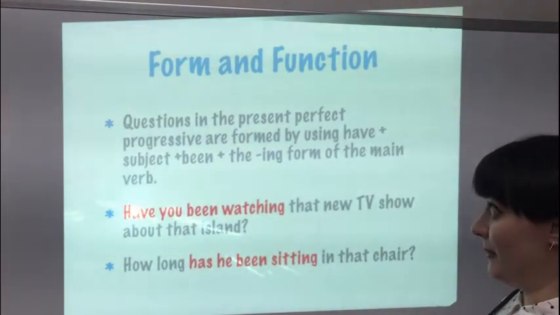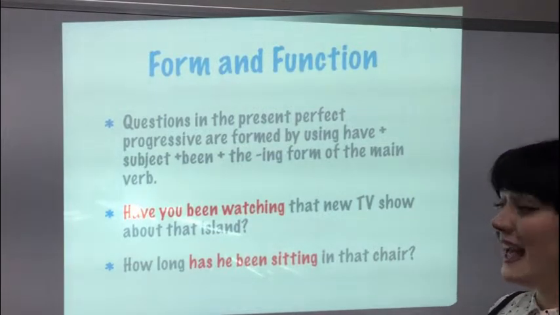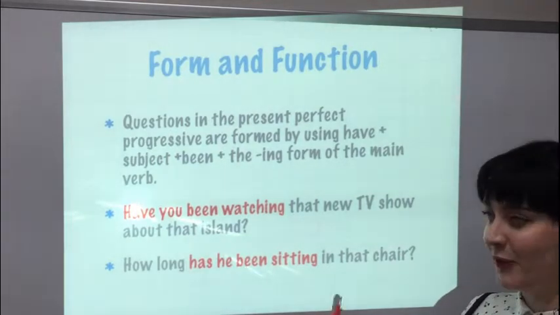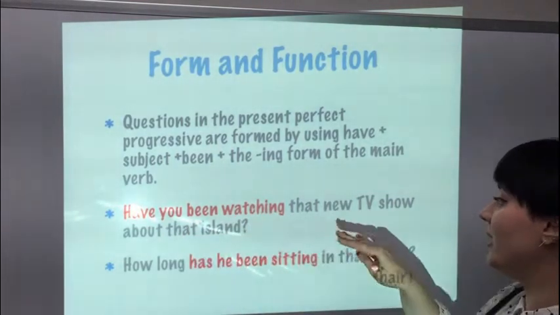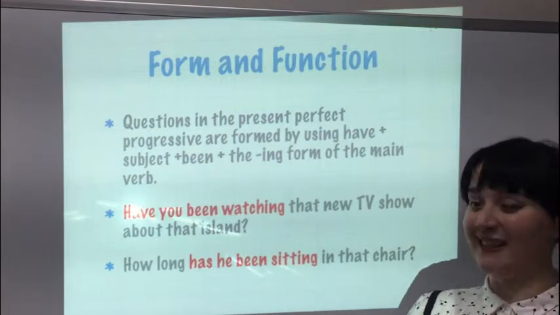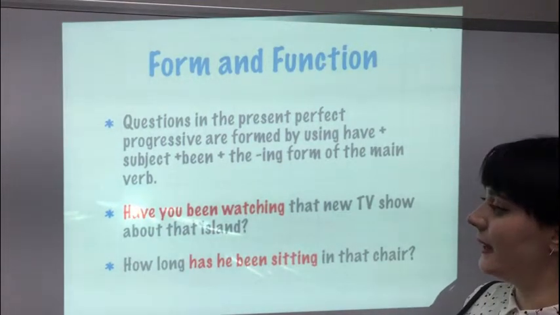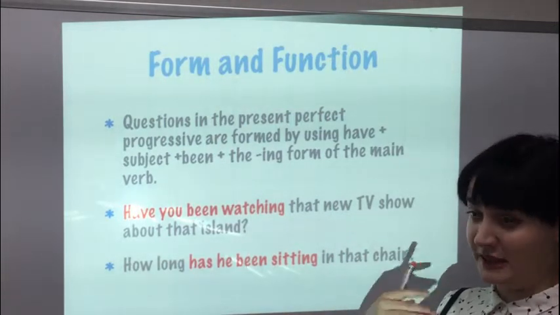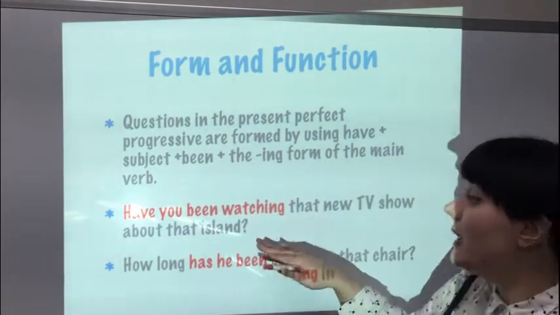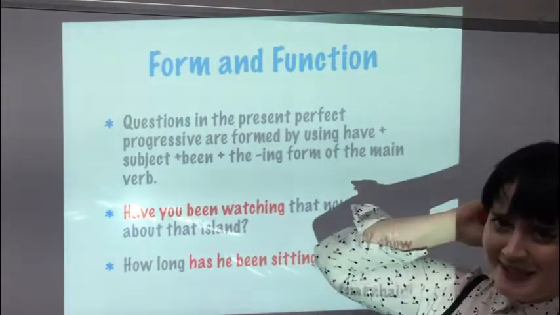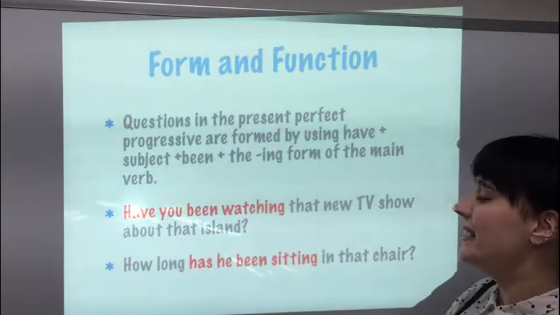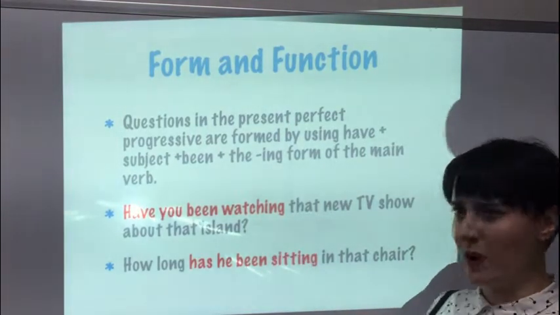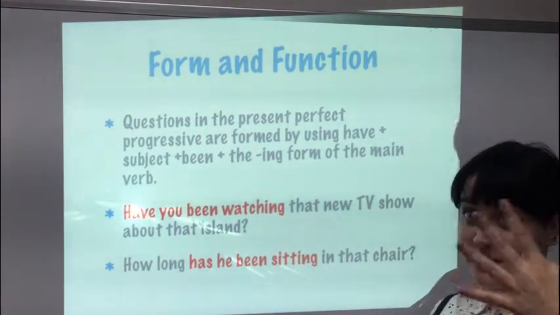Then, questions in the present perfect progressive are formed by using have plus subject plus been plus the ing form of the main verb. Okay, have you been watching that new TV show about that island? So, as you can see, the TV show has been on TV for maybe 4 days, let's say 4 days. Since 4 days, it's on TV and someone asks you, hey, have you been watching this new TV show?